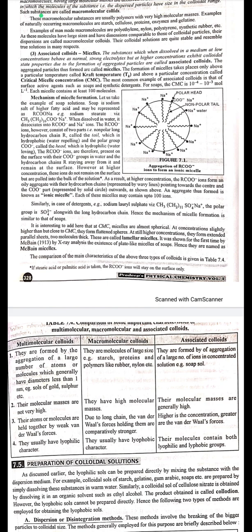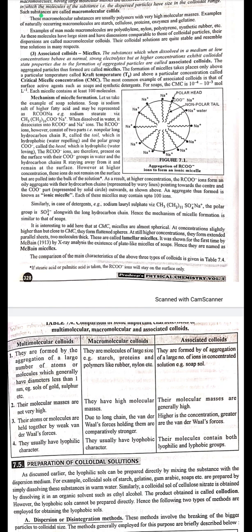However, at higher concentration, these ions do not remain on the surface but are pulled into the bulk of the solution. As a result, at higher concentration, the RCOO⁻ ions form an aggregate with their hydrocarbon chains pointing towards the center and the COO⁻ part outward, as shown above. An aggregate thus formed is known as an ionic micelle. Each of these micelles may contain up to 100 ions.